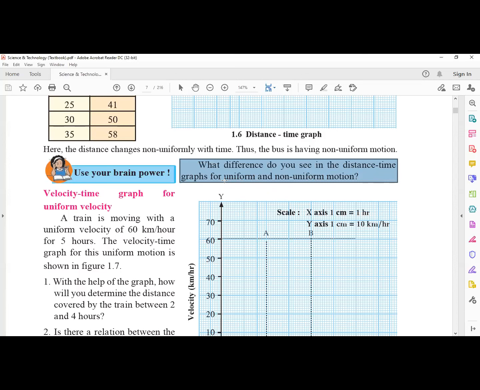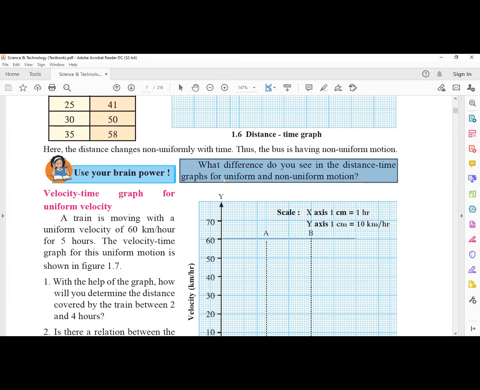In the graph of uniform motion, what do we observe? A straight line, linear variation. Whereas in case of non-uniform motion, we observe a non-linear variation. There is a freehand curve. It is again a difference.